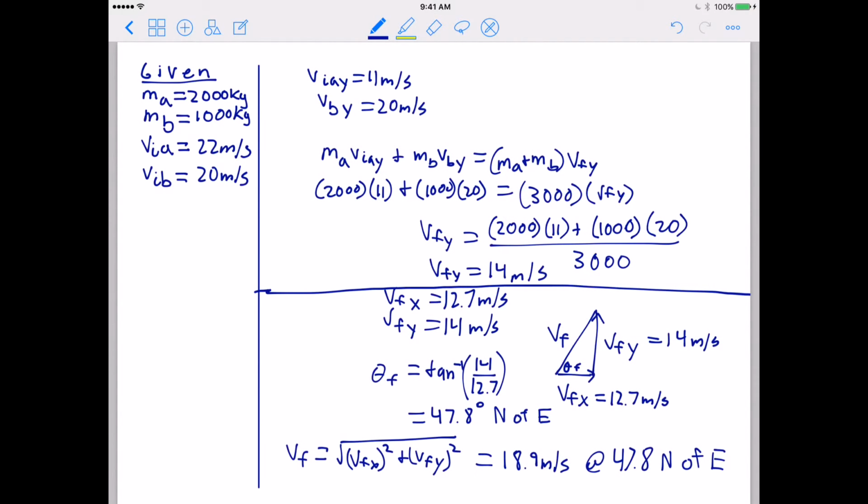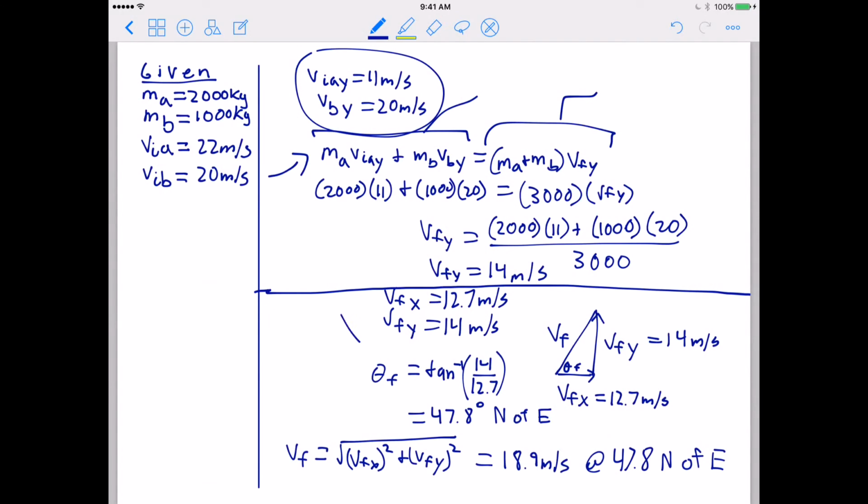Okay, now we need to calculate the final velocity of the cars after they're combined for the y direction. First we need the initial y velocities for the two cars, which are 11 meters per second and 20 meters per second. We plug those into this momentum equation, which shows all the initial momentums and all the final momentums. Just like with the x momentums, the masses are combined, which is why they're added here. When we plug them in and isolate, we get v final to be 14 meters per second.